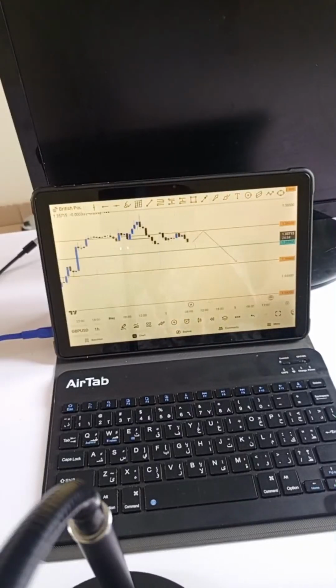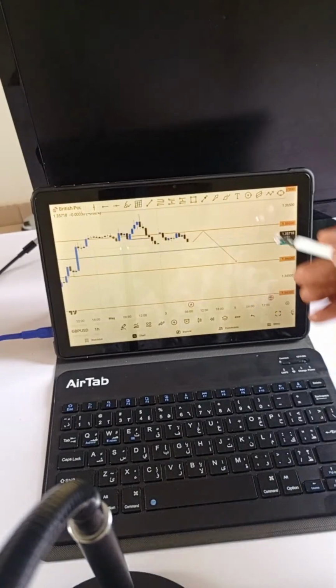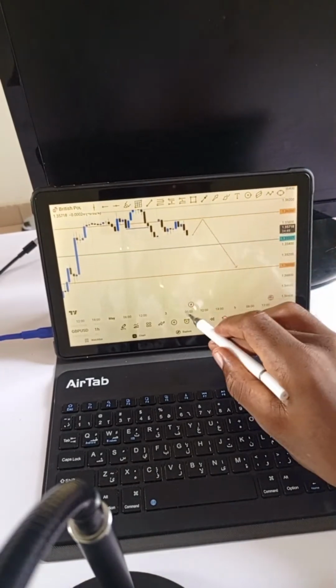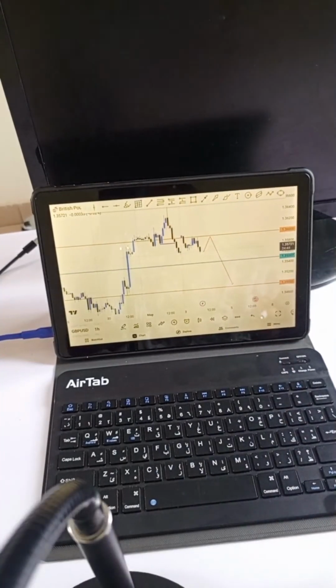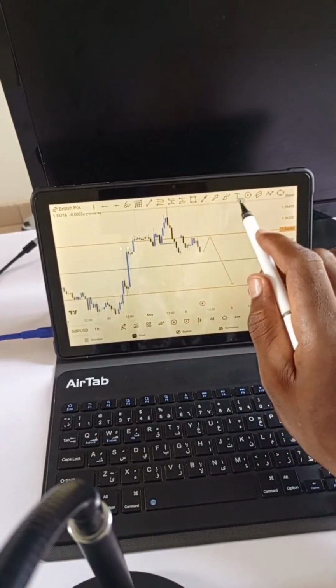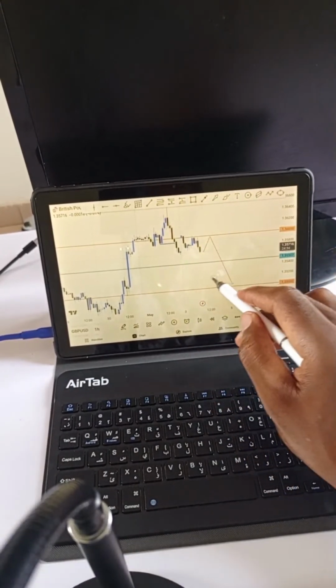So we're expecting a pullback to continue the sales, which actually happened. But guys, we are just hoping that it happens again. If the sales really have to be, then price might want to pull up to this zone again for us to continue the sales.